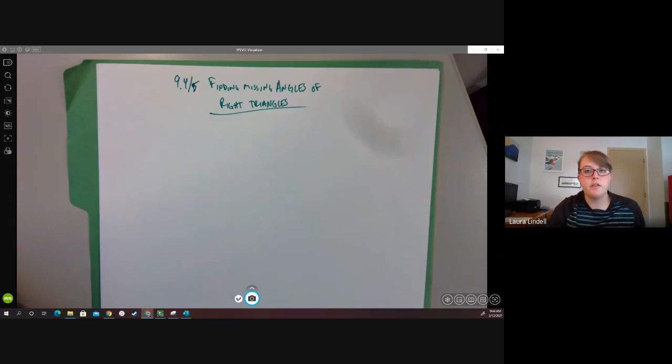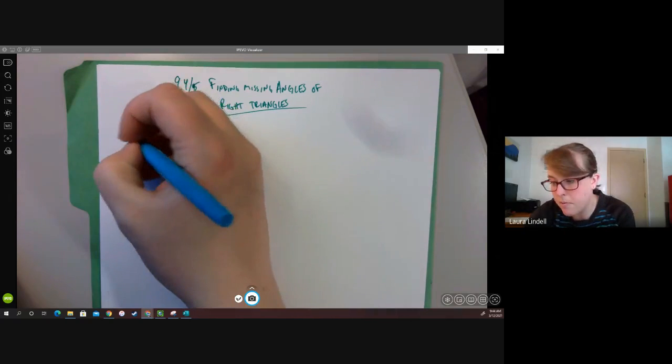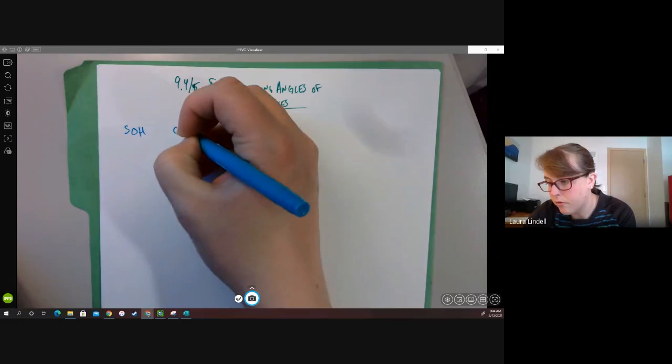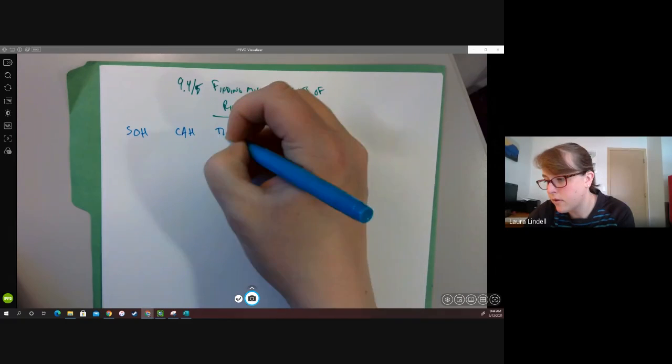Okay, so this is going to go very similarly to the way things went with finding missing sides. We're still going to be using sine, cosine, and tangent, needing to remember SOH CAH TOA. So let's go ahead and write that at the top of our paper real quick, refreshing our memories here.